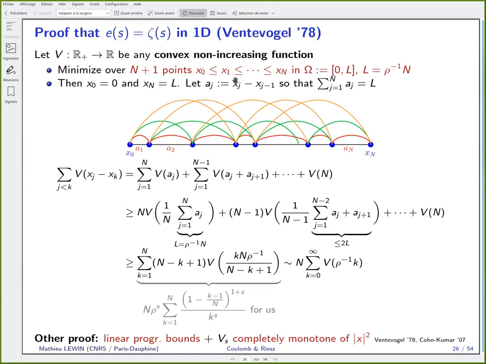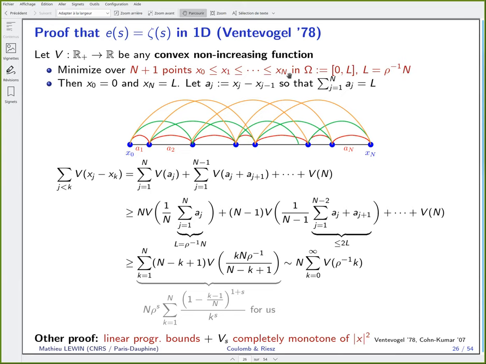Okay, so I work in dimension 1. So let me take an interval of size L, taking 0 to L for simplicity. And then let me minimize, let me take n plus 1 points instead of n, it doesn't matter. Of course, the limit is the same, the density is the same. So let me take n plus 1 points, x0, x1, up to xn in this interval. And I can assume that L is rho minus 1 times n if I want, or n plus 1, it doesn't really matter.